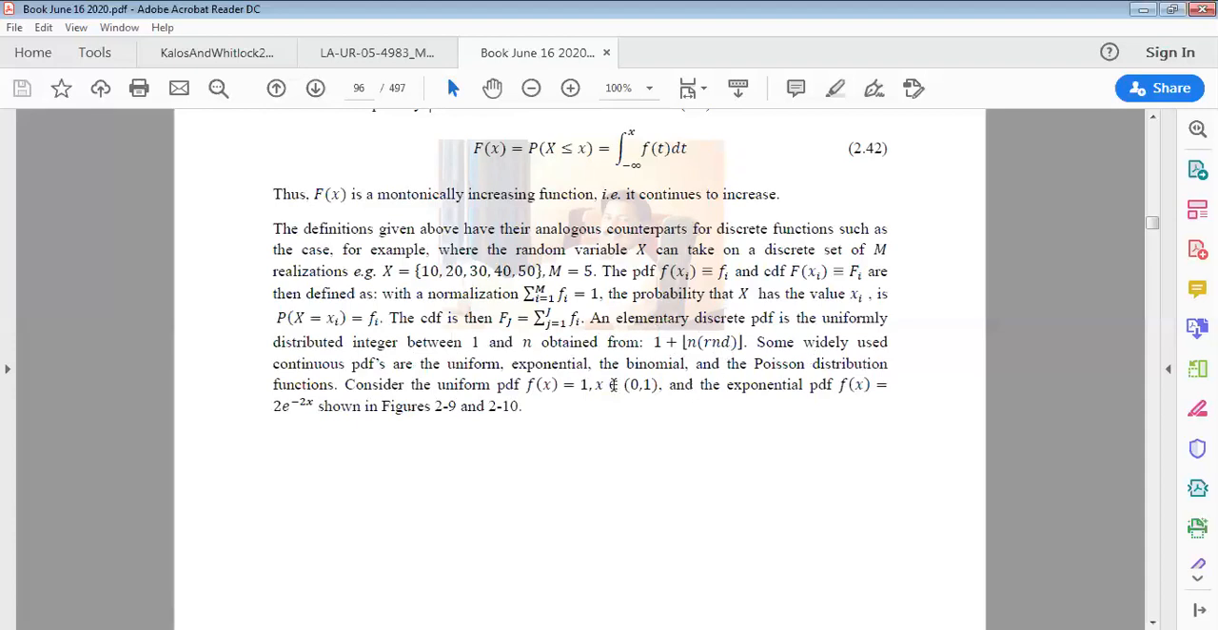Now, some widely used continuous PDFs, which we use quite a bit, are the uniform PDF, the exponential PDF, the binomial PDF, the Poisson distribution PDF, and of course, the normal PDF.